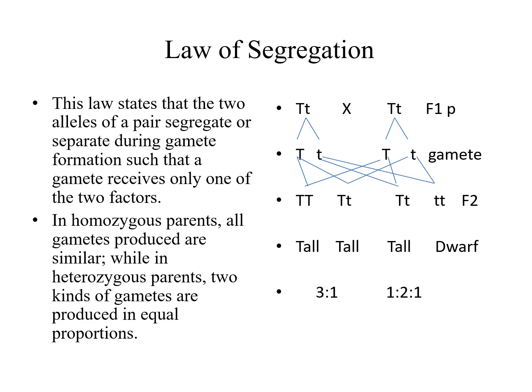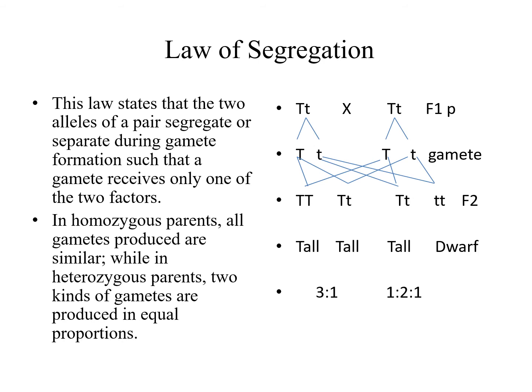So what is the ratio? 1:2:1, that is the genotypic ratio. The phenotypic ratio is 3:1. Here the law of segregation plays a vital role. This law states that the two alleles of a pair segregate or separate during gamete formation. See, capital T separates, small t separates, such that a gamete receives only one of the two factors.